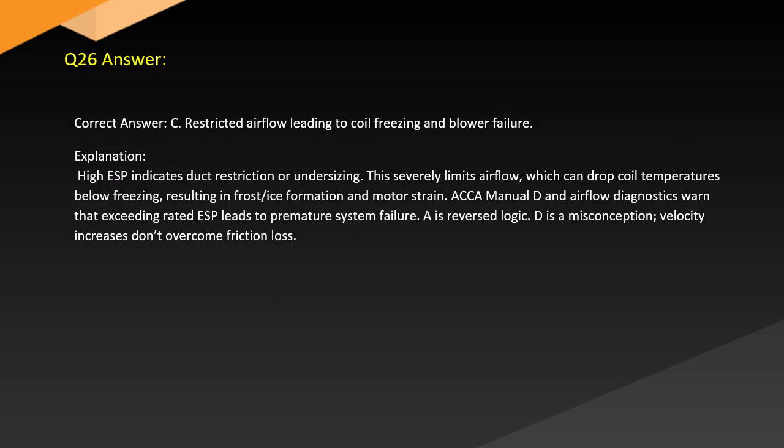Answer. Correct answer C. Restricted airflow leading to coil freezing and blower failure. Explanation. High ESP indicates duct restriction or undersizing. This severely limits airflow, which can drop coil temperatures below freezing, resulting in frost formation and motor strain. ACCA Manual D and airflow diagnostics warn that exceeding rated ESP leads to premature system failure. A is reversed logic. D is a misconception; velocity increases overcome friction loss.